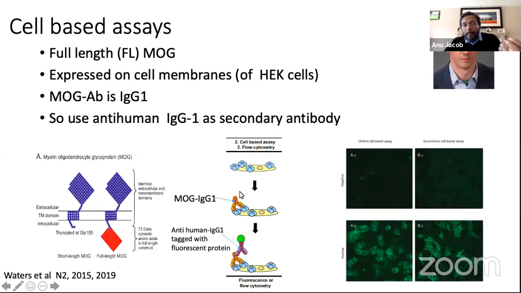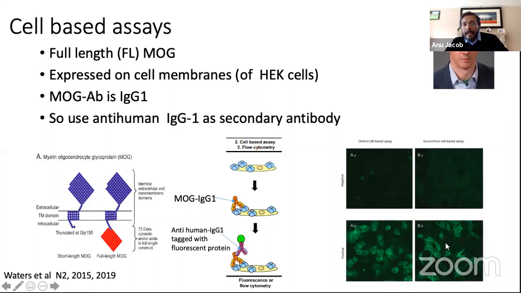And the pathogenic MOG antibodies are of the IgG1 subclass. There are four IgG subclasses, 1 to 4, and MOG antibody is IgG1. So the IgG1 antibody binds to the antigen, the protein on the HEK cell, and then we use an anti-human IgG1 against that bound antibody, and then you have a fluorescent protein. So this is a very precise and specific way of getting to the right antibody. And you can see here the expression in two positive cases.